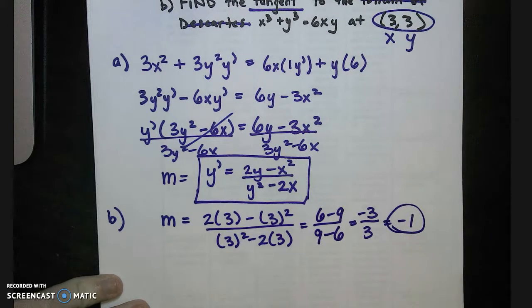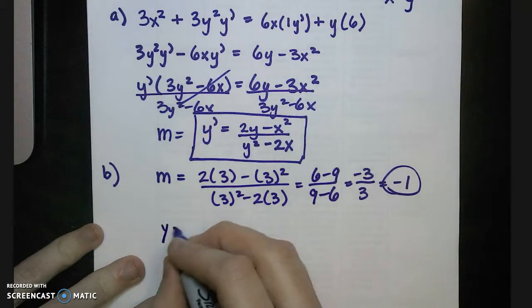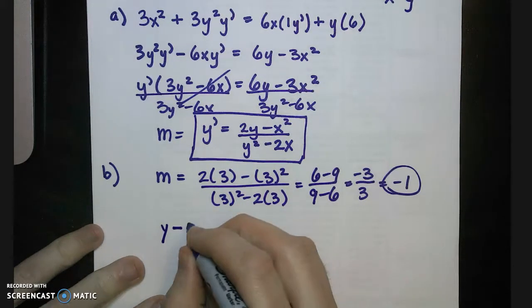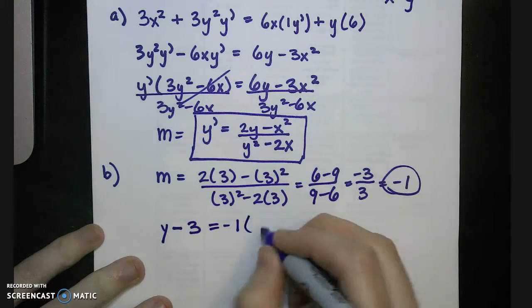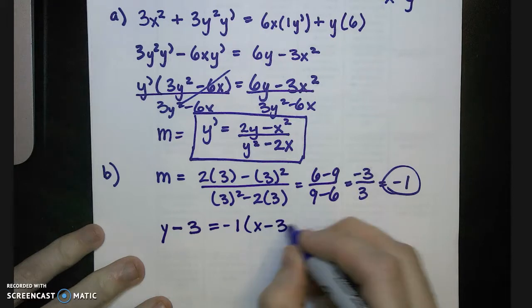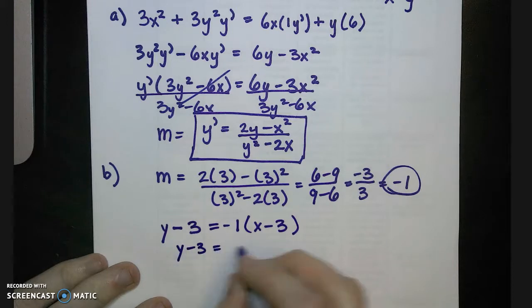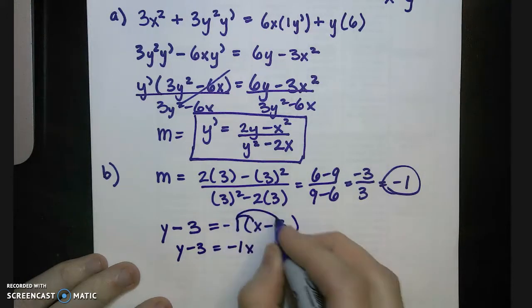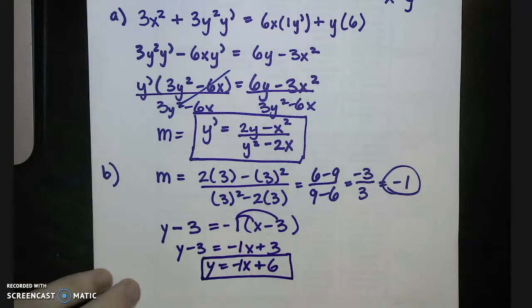So that's my slope. And then the equation of the line, we do y minus y1, which is 3, equals slope, which is negative 1, x minus x1, which is 3. And we can leave it here. This one's pretty easy to solve for y, so let's go ahead and do it. It'd be negative 1x plus 3, and then I can add 3 to the other side. So that is an equation of the tangent line to that curve at the point 3, 3.